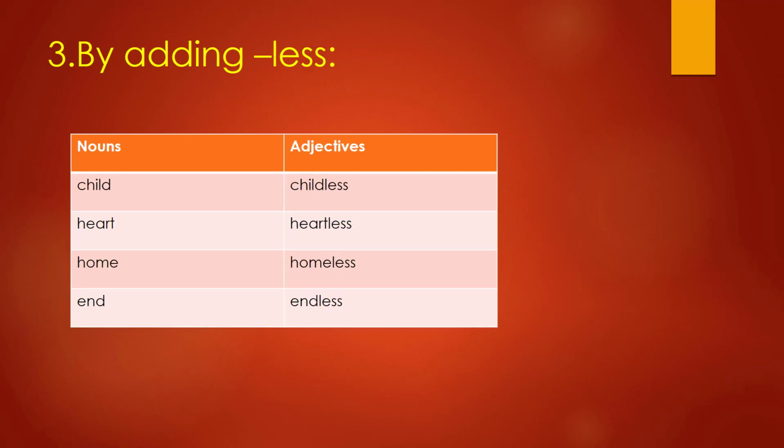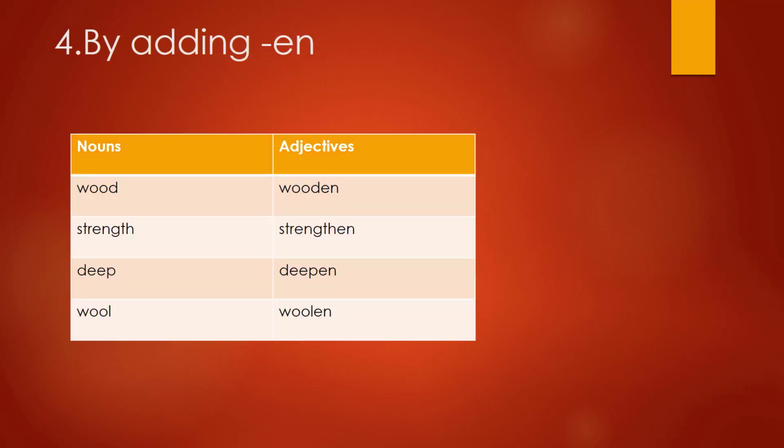The third suffix is less. Child becomes childless, heart becomes heartless, home becomes homeless, and end becomes endless. You can see that this suffix shows negation. The fourth suffix is en. Wood becomes wooden, strength becomes strengthen, deep becomes deepen, and wool becomes woolen.